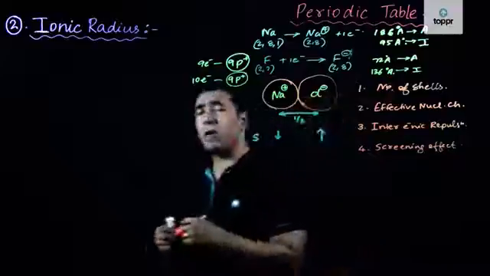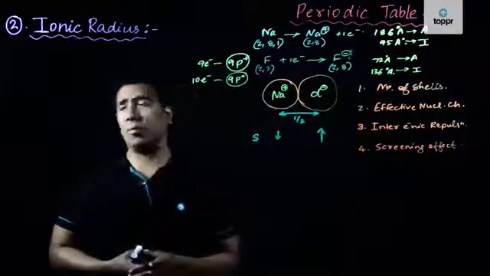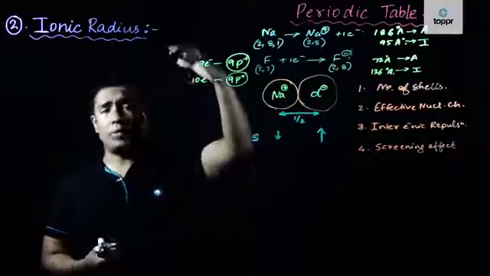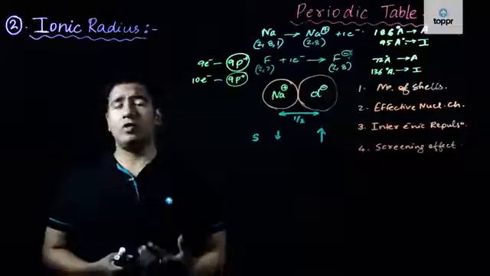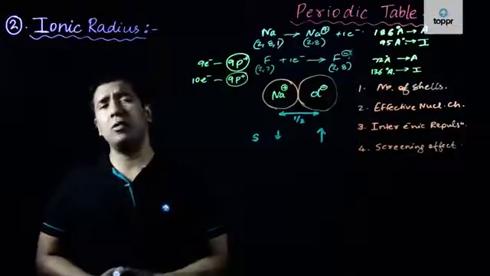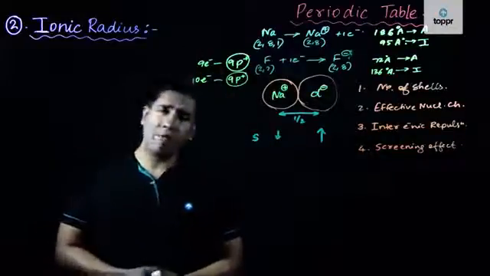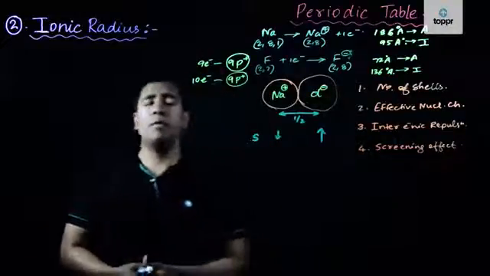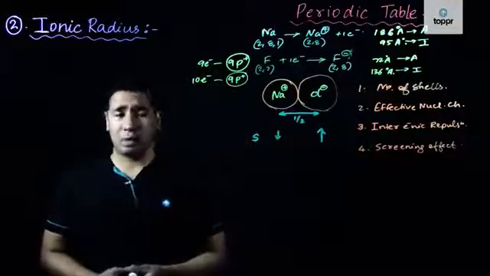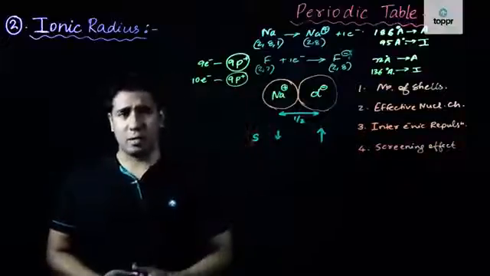Now, my dear friends, the screening effect will be more applicable, or more observed, when we are going from up to down in the periodic table. So obviously, as I explained in much detail in the last video, whenever we go from up to down in the periodic table, we have a gradual increase in the atomic size, and in this case, a gradual increase in the ionic size.